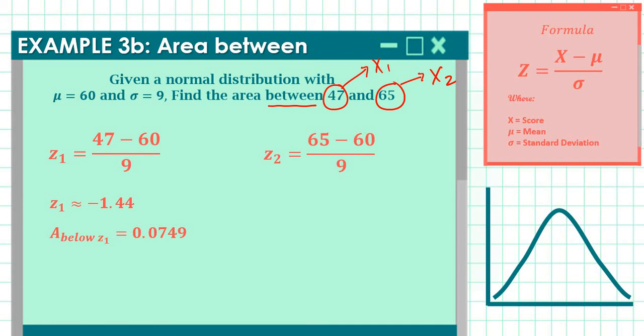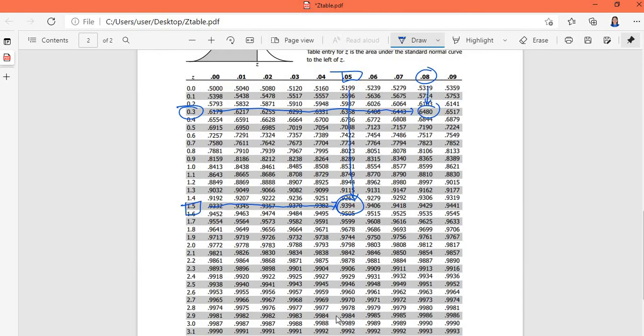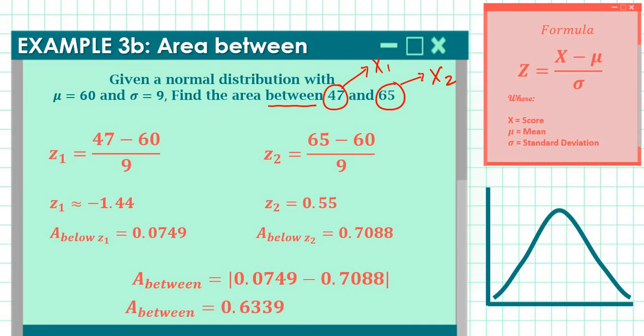Then for z sub 2, substitute x sub 2. Then round off to 2 decimal places, that is 0.55. That's again a positive number. So we are going to find z sub 2, which is 0.55. So again, move downwards first. That would be 0.5. It's here. Then 5 is the last digit. So the intersection will be here at 0.7088.